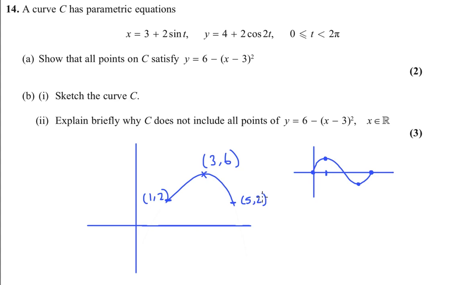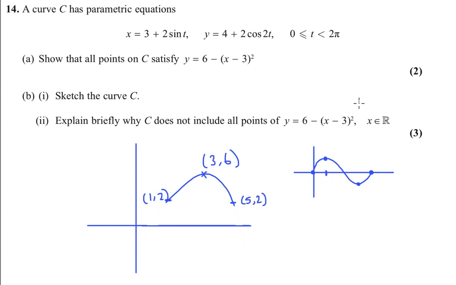Part 2 is a very strange question. It says, explain why it only has this section of the graph. And it's about the fact that, even if x... I don't think they mean x is any real number. I think they should be writing t there. I'll have a think about that.